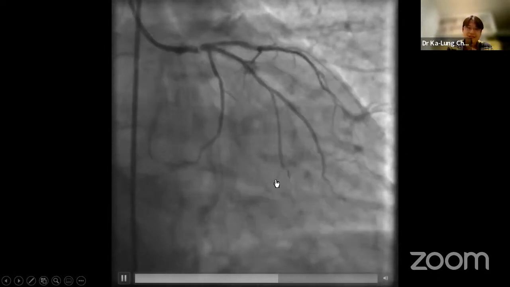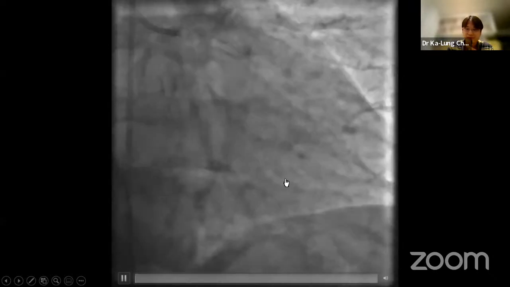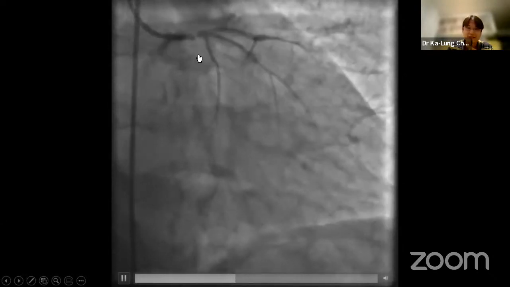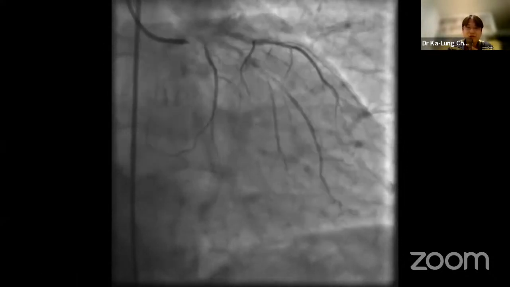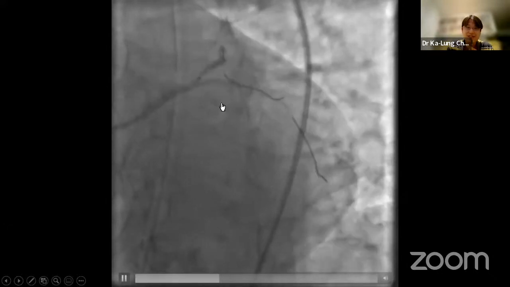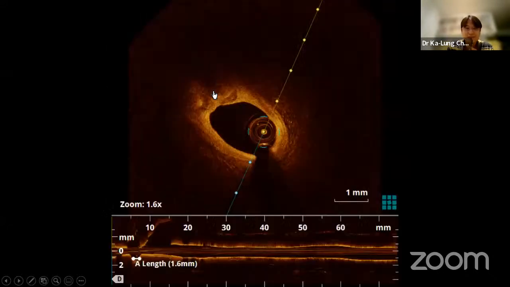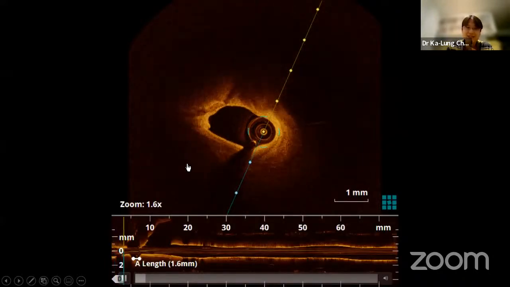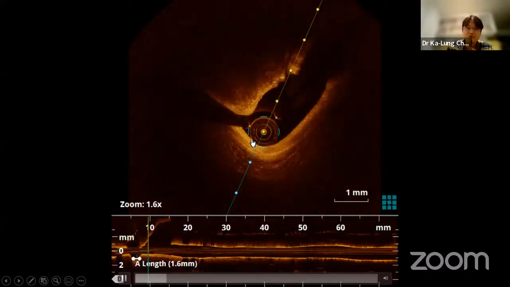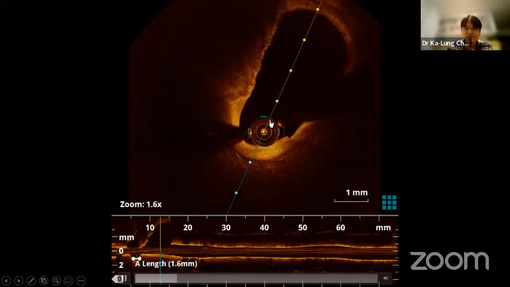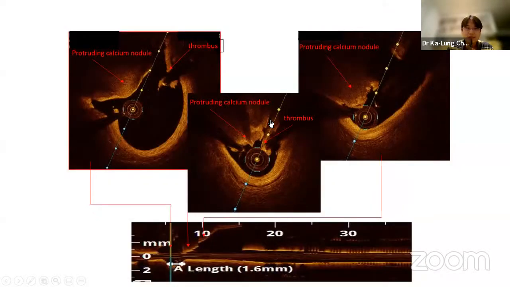The RCA shows mild to moderate disease, and you can see there's a hazy lesion in the distal left main. I would say this is a distal left main calcified nodule after the OCT. I did the OCT, and you can see this is the proximal LAD coming in, with the calcified nodule protruding into the left main with some thrombus attached to it. Here are some still images, and I will explain in more detail.